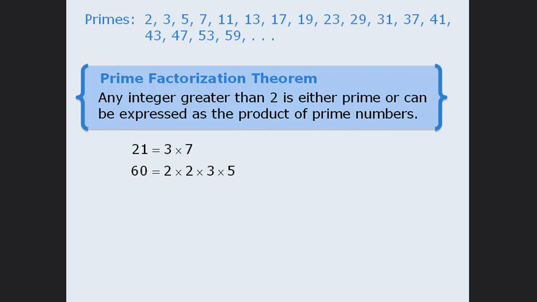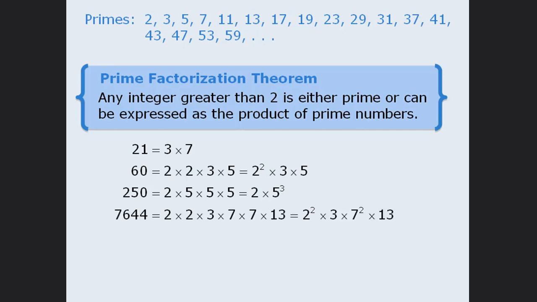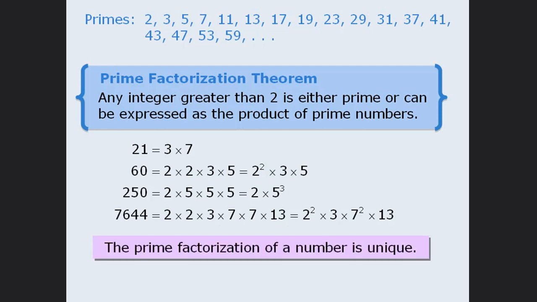This, incidentally, can be written as follows. Now here's the prime factorization of 250, and here's the prime factorization of 7,644. An important point about the prime factorization of a number is that it is unique. For example, this is the only way to express 7,644 as the product of prime numbers. As you will see later in this lesson, we can learn a lot about a number by examining its prime factorization. So we need to become proficient at expressing numbers as the product of prime numbers.